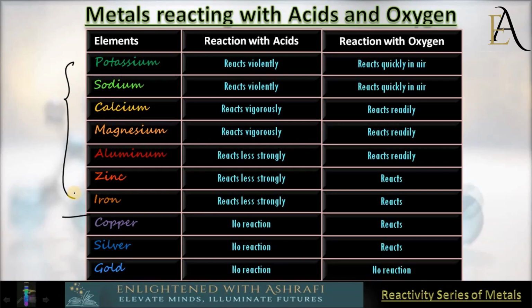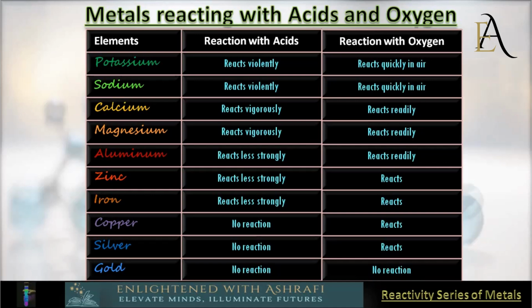With the more reactive metals, you have to be very careful while doing these experiments because they are dangerous, they could be explosive too. So you have to take precautions when you are doing these experiments. Now when a metal reacts with acid, it forms a salt and hydrogen gas is evolved.